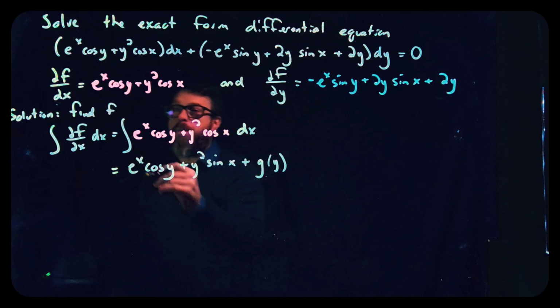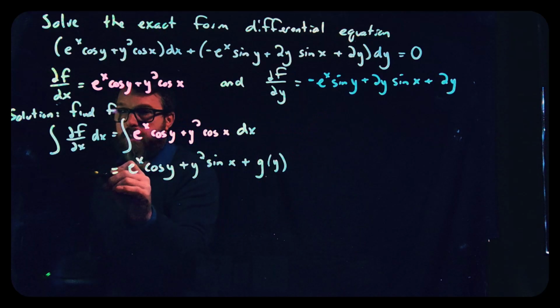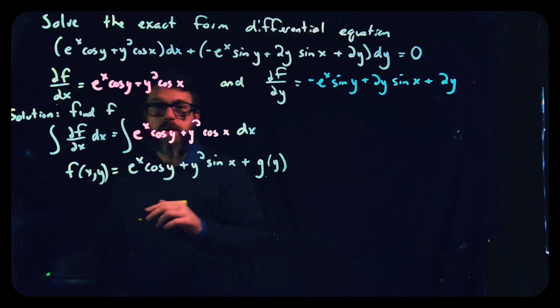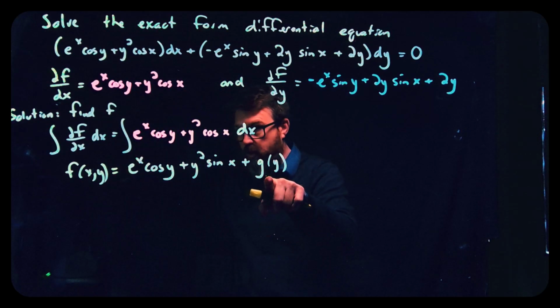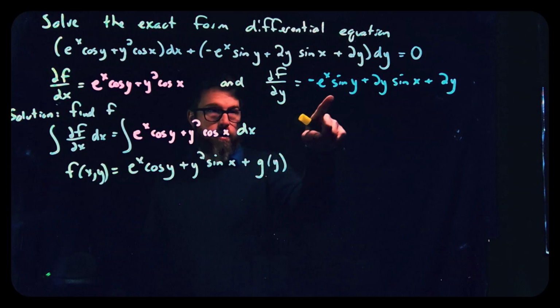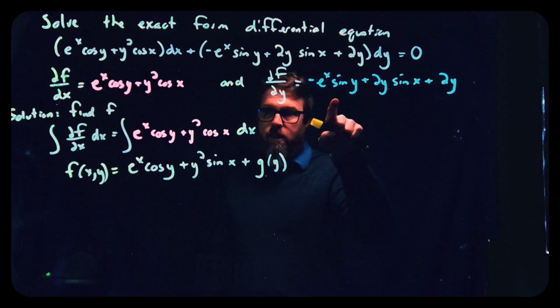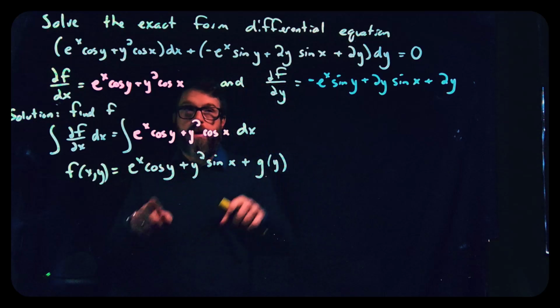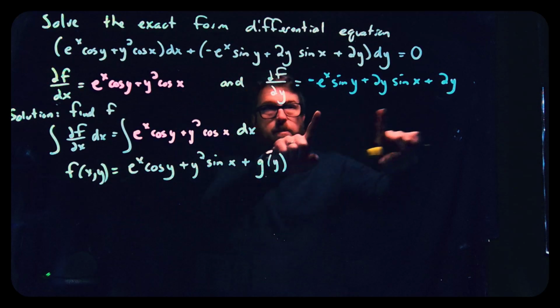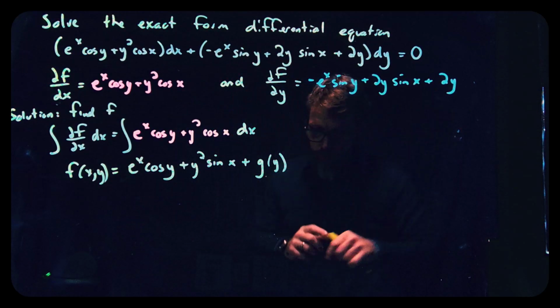Now, remember, this is our f function. This is our f of x comma y. This is what our solution is, but it's not completely resolved. I need to know what this thing is. But we have another property. It also has to be equal to this thing. So what I'm going to do now is take its derivative with respect to y and make sure it matches this blue function.